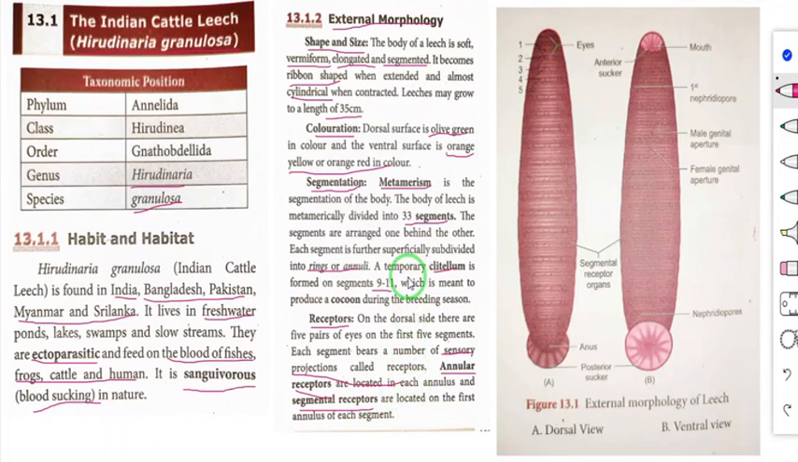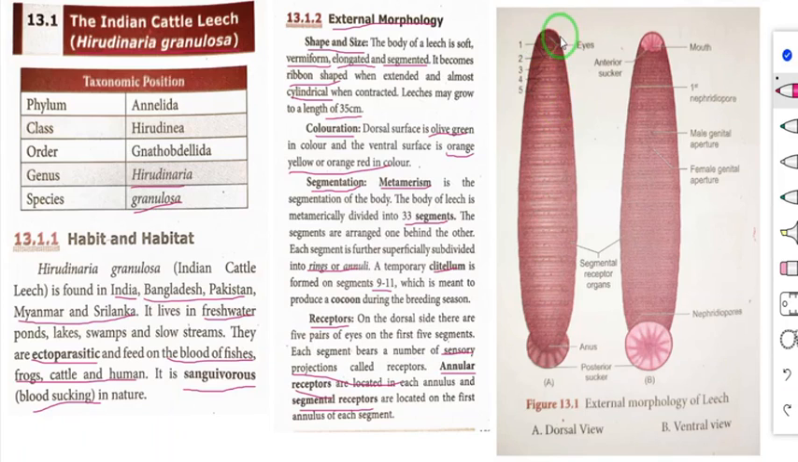Clear, children? So next one is suckers. A leech has 2 suckers. What are the 2 suckers? Posterior sucker and the anterior sucker. This is the posterior sucker and this is the anterior sucker. This is a dorsal view, this is a ventral view. Okay, so in this area the posterior sucker is present, and in the top region the anterior sucker is present. So 2 suckers are present.